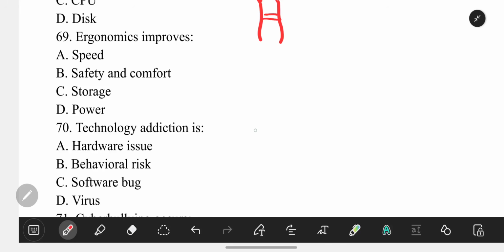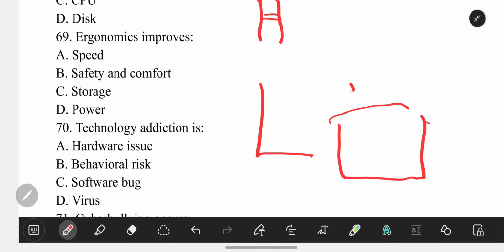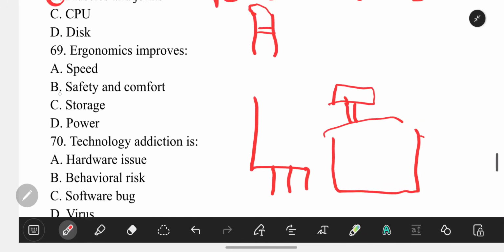So ergonomics is just the science of designing workplaces, tools and devices to fit the human body and its movements. Like how is the chair made? How is the table made with respect to where the person shall be sitting? That is what we call ergonomics. So ergonomics is very, very important in the aspect that it also improves what we call safety and comfort.